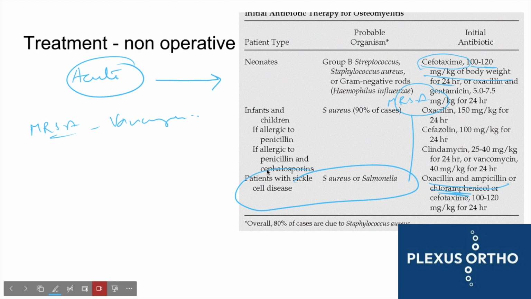So based on the organism and suspected age of the patient, you can start. But generally, the most common being Staph aureus, we can usually start with cefotaxime till we get a culture sensitivity, and based on the culture sensitivity, we can start the appropriate management.